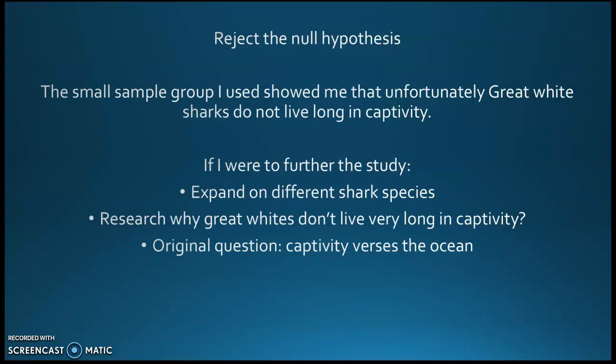And if I were to go ahead and further study this, I would expand on the different types of sharks and their different species and how they live and how long they live in captivity. I would also want to research why great whites don't live long in captivity. I'm still not entirely 100% sure on why not. And then definitely to circle back to what my original thought was going to be, captivity versus the ocean.